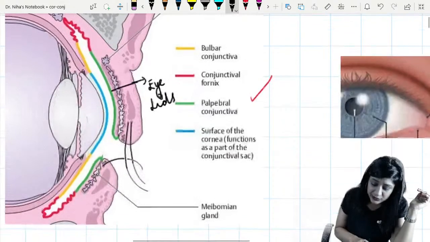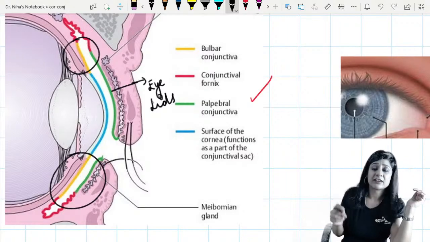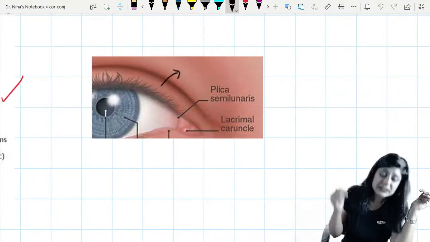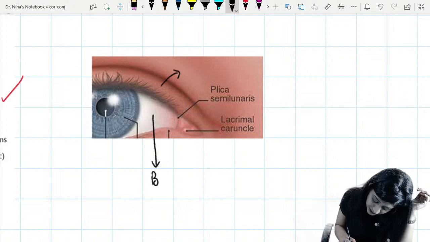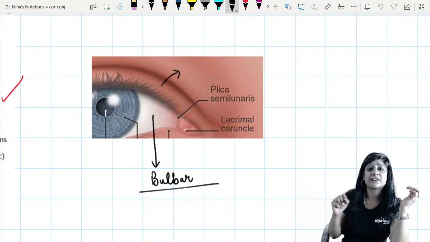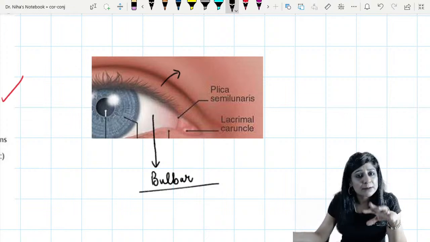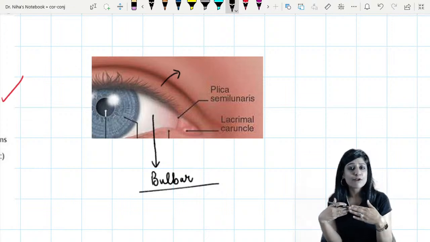Then second is your bulbar conjunctiva. See, this yellow one is your bulbar conjunctiva. The one which is present beneath the eyelids is the palpebral conjunctiva, and this one which you can see from the front, this white one, is your bulbar conjunctiva. So that is the difference between the palpebral conjunctiva and the bulbar conjunctiva, and the one which is joining the two is your conjunctival fornix.